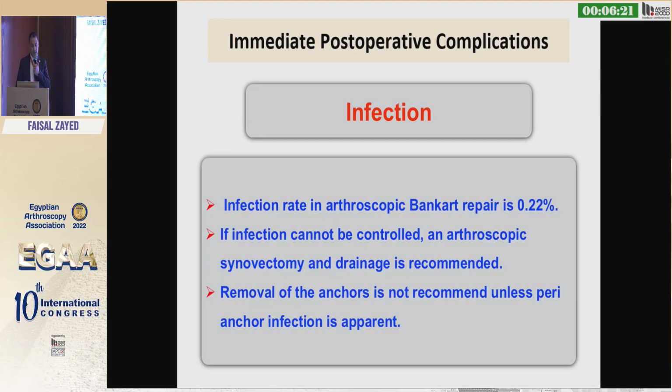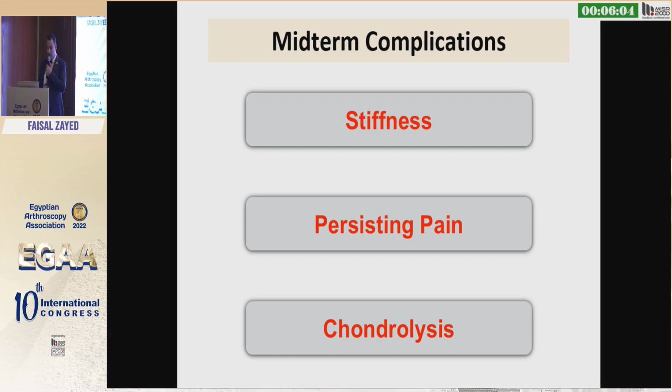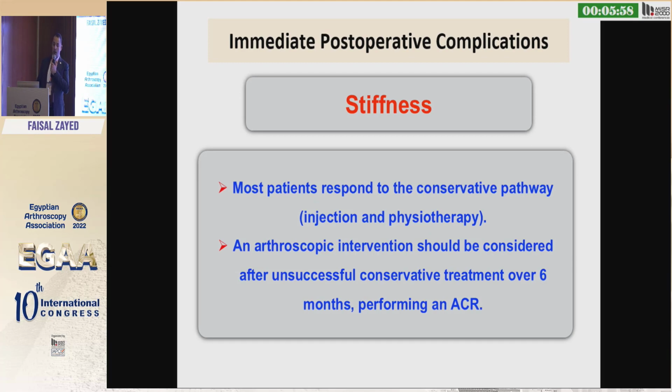Infection in arthroscopic Bankart repair, fortunately, is rare. If infection can't be controlled, arthroscopic synovectomy and drainage is recommended. Removal of anchors is not recommended unless peri-anchor infection is apparent. Mid-term complications include stiffness, persisting pain, and chondrolysis.